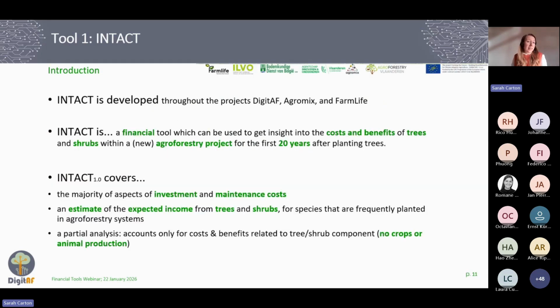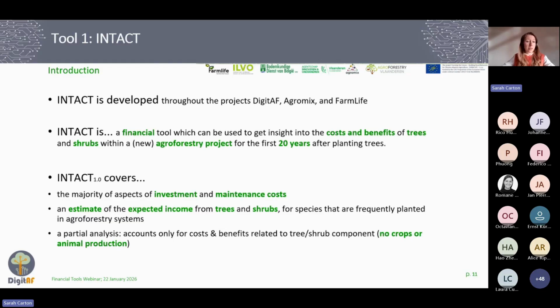Intact is developed throughout different projects like DigitAF, but also AgroMix and FarmLife. And it's a financial tool which can be used to get insight into the costs and benefits of trees and shrubs within an agroforestry project for the first 20 years after planting the trees. So the simulation time is 20 years.